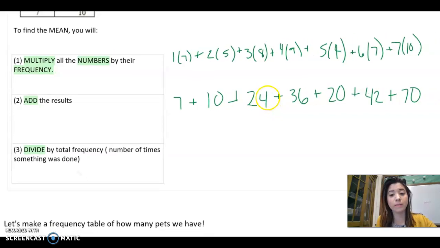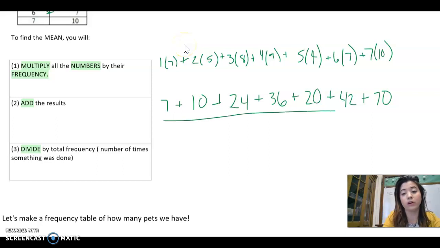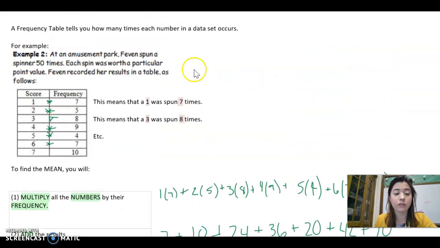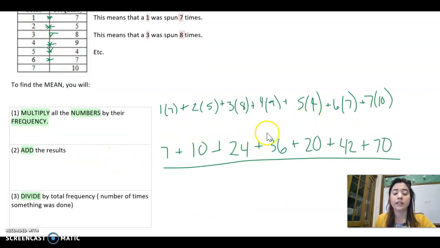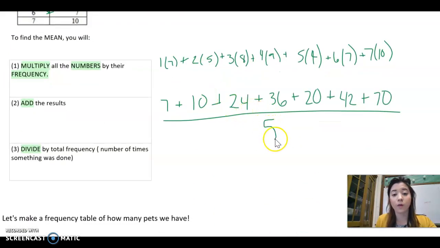So we're going to add all those numbers up and then divide by how many there are. So again, add them all up. This is exactly what we do for average from a regular data set. Add all of our numbers, divide by how many they have. So the only thing that's different with the frequency is you have to first multiply the number times the frequency to get its specific total. Now that we have this, the number that we divide by is the total frequency, or how many times something was done. They spun the spinner 50 times. So that is what we are going to divide by.